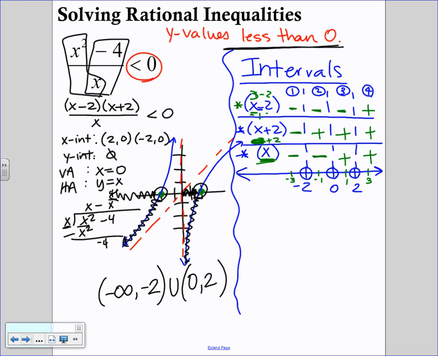All right, so that's your chart. And then the question overall is what's going on? A negative times a negative divided by a negative. If you get 3 negatives, overall your answer here is negative.